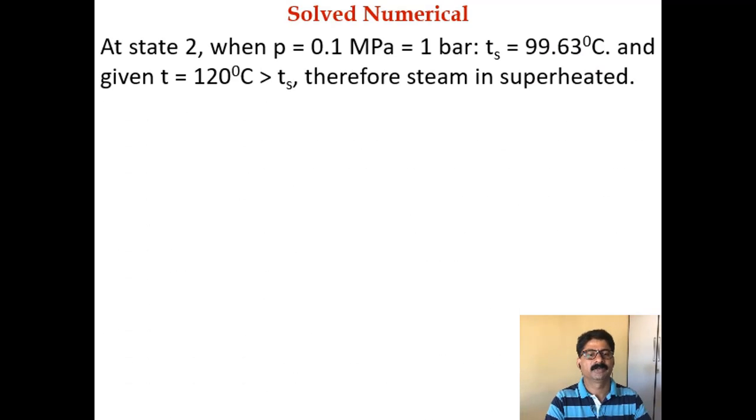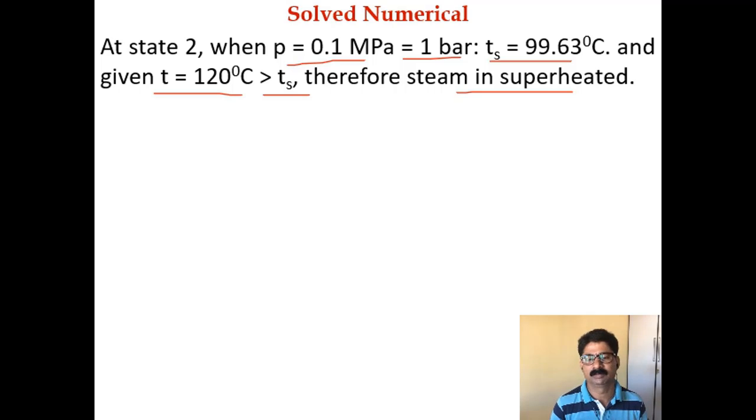Now let us find the condition of steam at state 2. At state 2, the pressure is given as 0.1 megapascal or 1 bar. Go through the data handbook and you will find that the saturation temperature at that pressure is 99.63 degrees Celsius. But the given temperature of steam after throttling is 120 degrees Celsius, which is greater than Ts, therefore the steam is superheated. Mind it, this is a very important part of this problem.